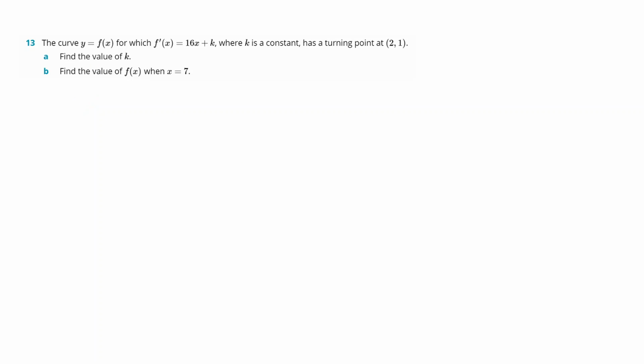Let's give it a read and see what we can do with it. So it says, the curve for which f dash of x is equal to 16x plus k, where k is a constant, has a turning point at (2, 1). Find the value of k, and then find the value of f of x when x is equal to 7.